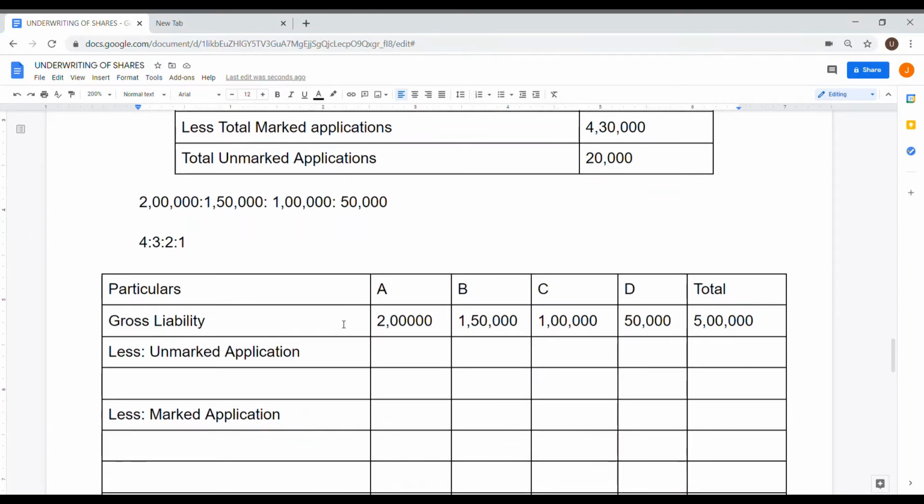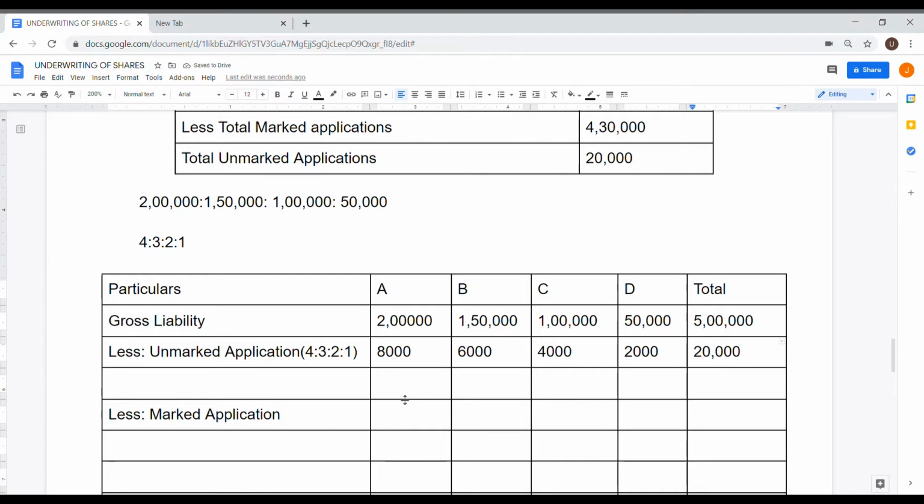Now we have to divide this 20,000 in the ratio of 4 is to 3 is to 2 is to 1. So for A, it will be 8,000, here it will be 6,000, this will be 4,000, and this is 2,000. So the total is 20,000.